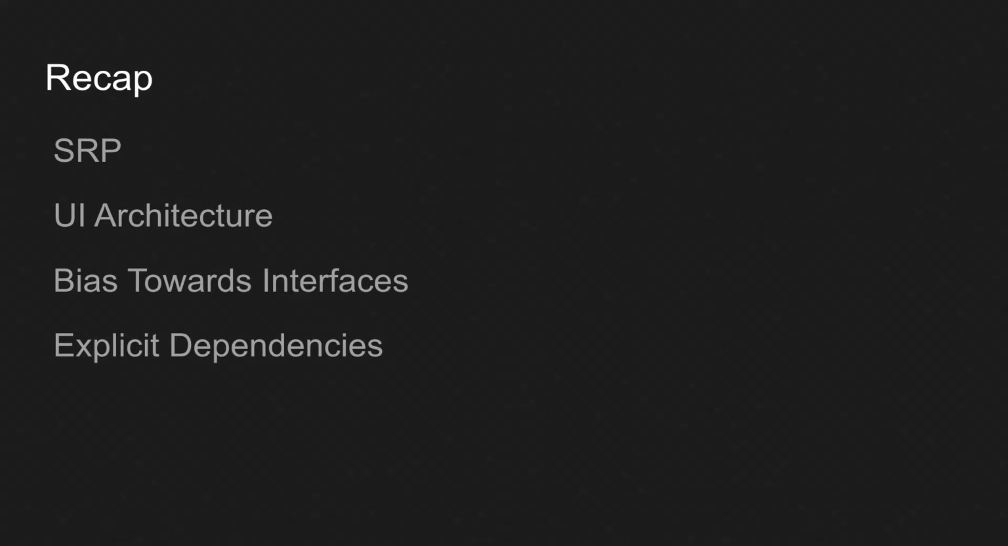All right, quick recap. These are the 4 principles that I hammer on for the rest of this talk. Again, single responsibility principle: do one thing, do it well. You have your UI architecture. Again, I don't care what you use, as long as you pick something and stick with it. Bias towards interfaces, try and extract those things where possible, and then be very explicit about what your class needs to do its job.